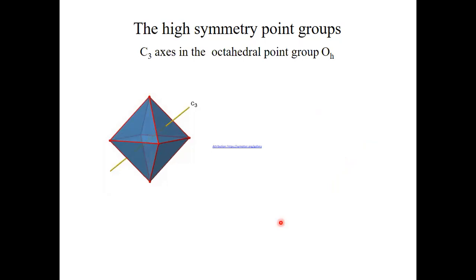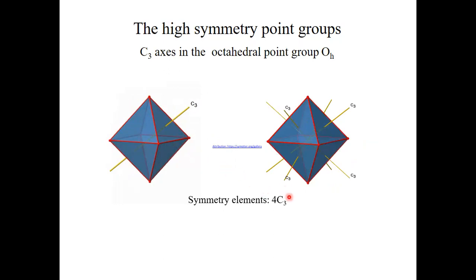Now, in addition to that, we have C3 axes, and these C3 axes go through two opposite triangular faces of the octahedron, and they rotate the triangular faces by 120 degrees, and after that, the object superimposes again. So how many of these do we have overall? We have overall 4 of these. That is because each C3 axis passes through 2 opposite faces. We have overall 8 faces in our octahedron, so we have 8 over 2 is equal to 4 C3 axes.